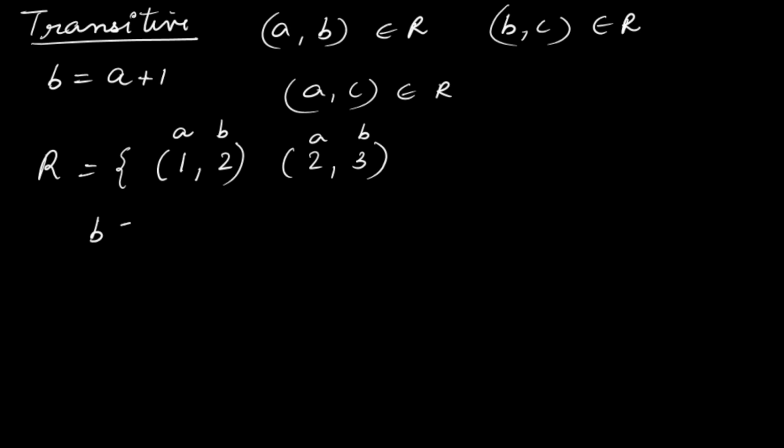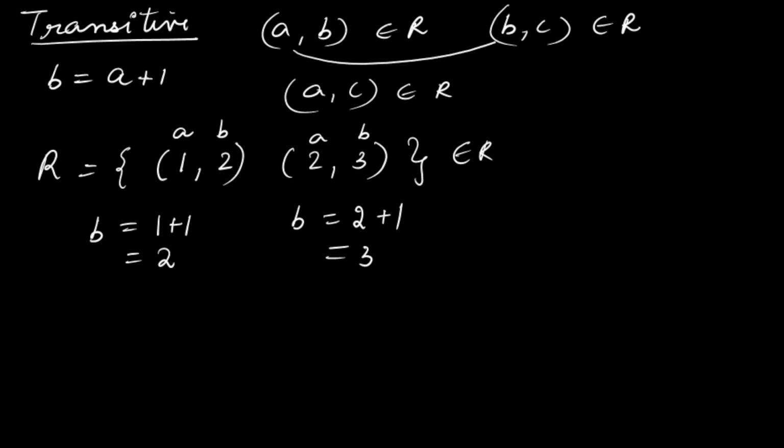So here you can see B is equal to what? A plus 1. A is what? 1. So I have written here 1 plus 1, which is equal to 2. And then for this one also, B, the second element, is A plus 1. A is what? 2. 2 plus 1 is equal to what? 3. So that means these two belong to R. But I have to check, because if AB belongs to R and BC belongs to R, AC should also belong to R.